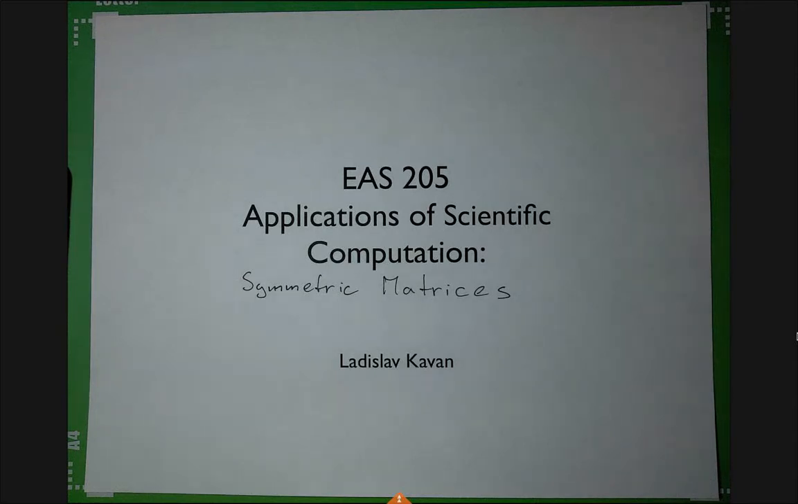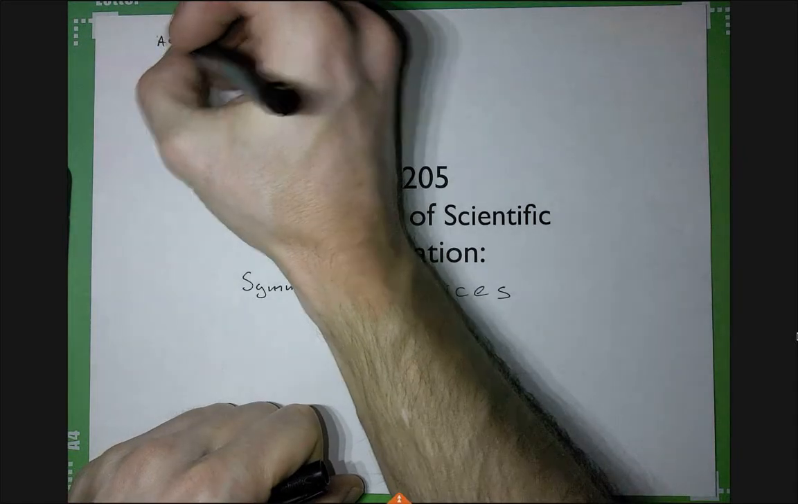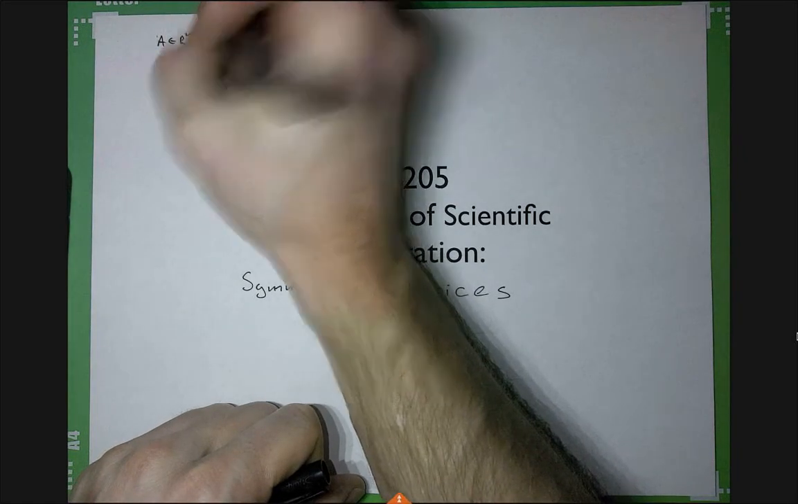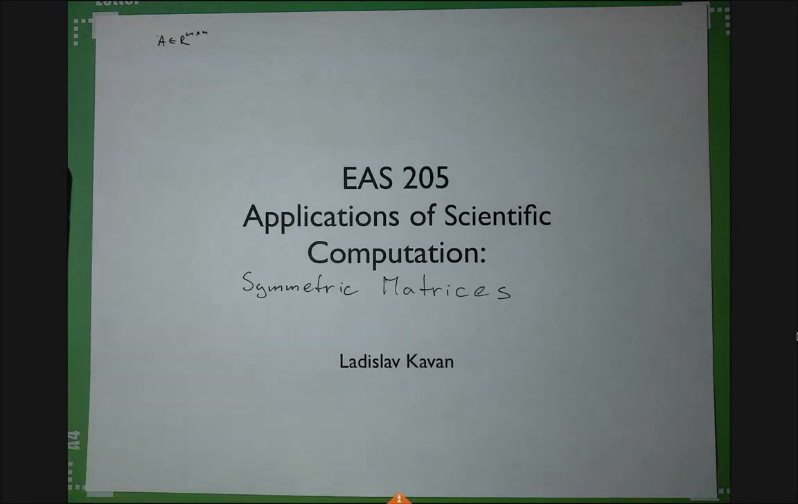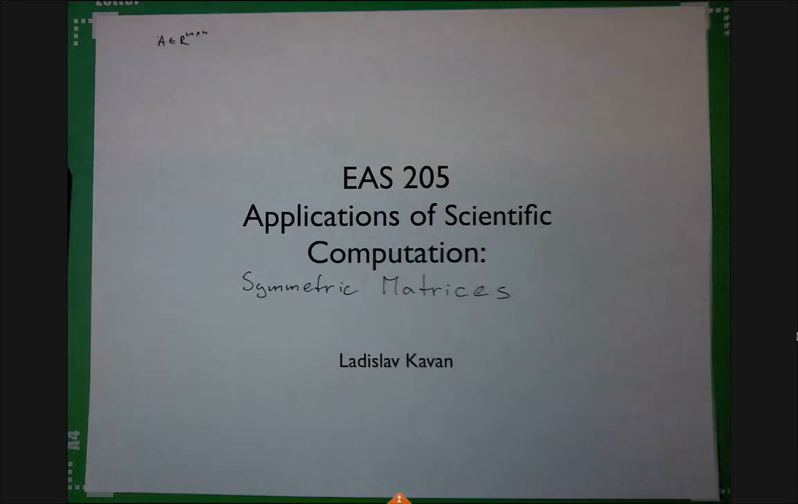But for a general matrix like this, m by n, m rows and n columns, what can we do about, oh, you know what, I need some light. I was thinking, why so dark? It's because I don't have this light on.